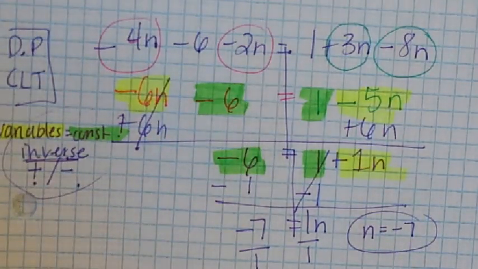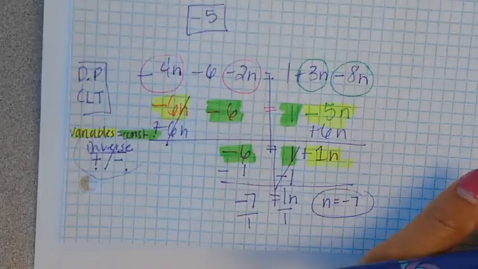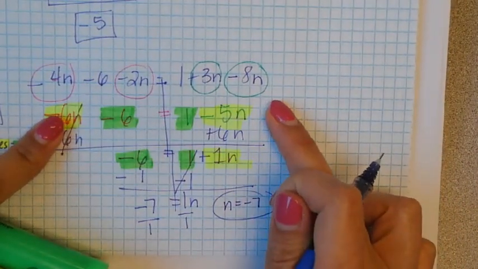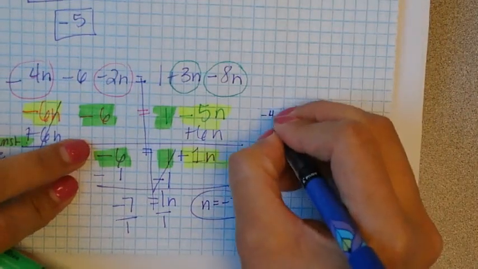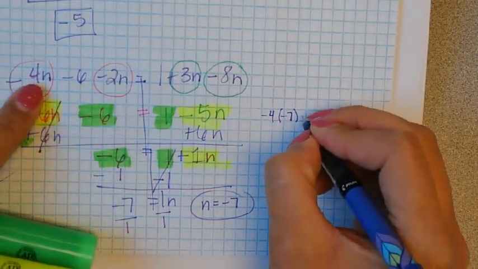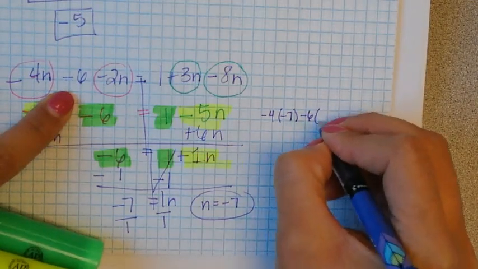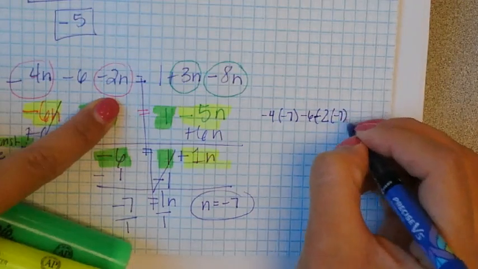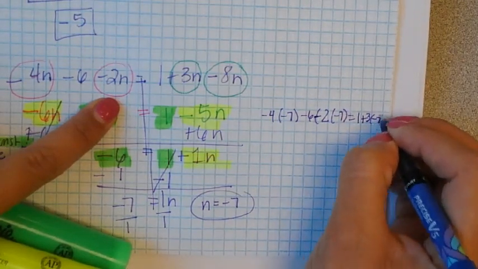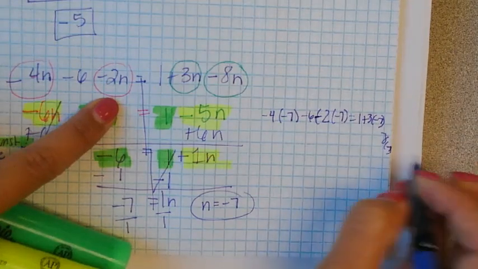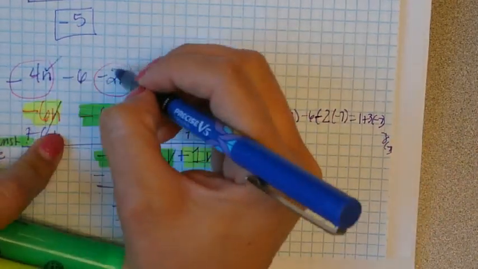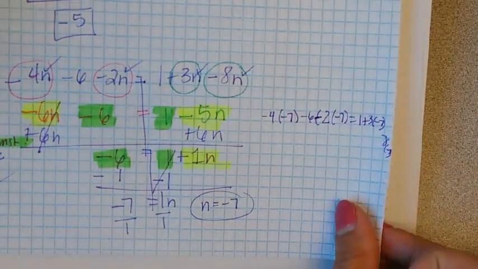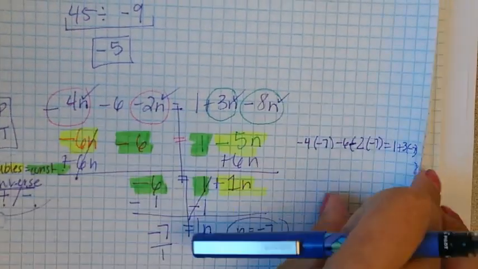For this one, my answer. If I want to check the answer, I would substitute the negative 7 back into the original equation to make sure that it worked. So I would do negative 4 right here. Instead of the n, I would put negative 7. I'm sorry, it was minus 2, negative 7, 1 plus 3, negative 7, minus 8 times negative 7. So you would undo all of that. Every time you see an n, you would substitute in the negative 7 and then work it out. Okay, for time purposes, I'm going to go to the next equation.